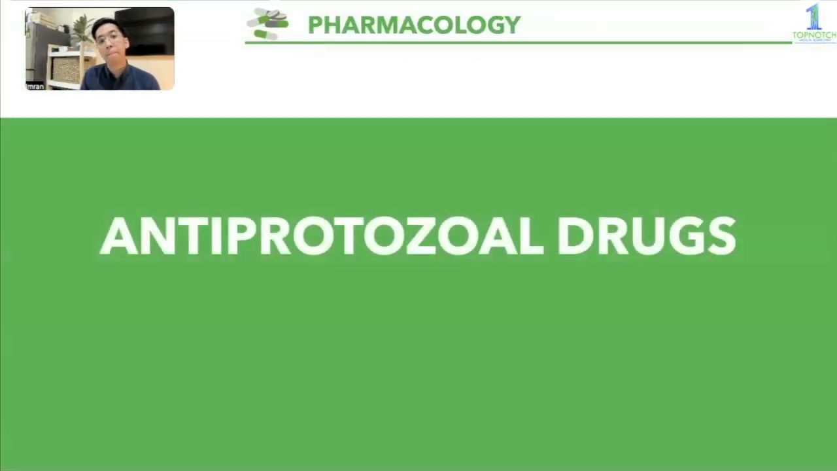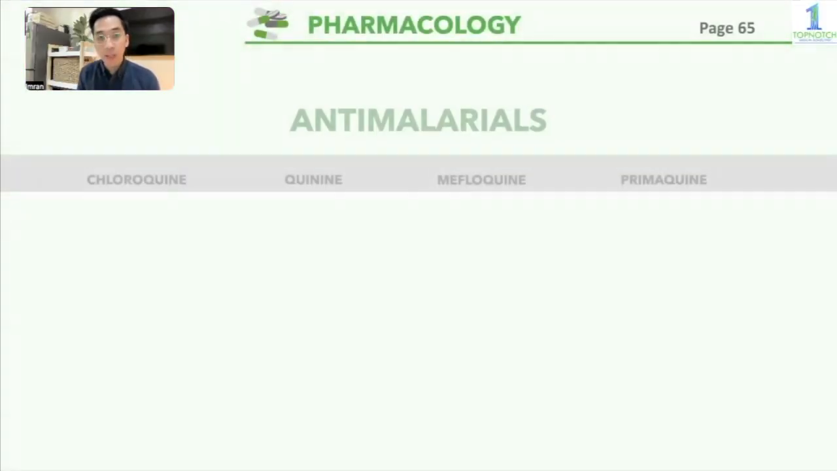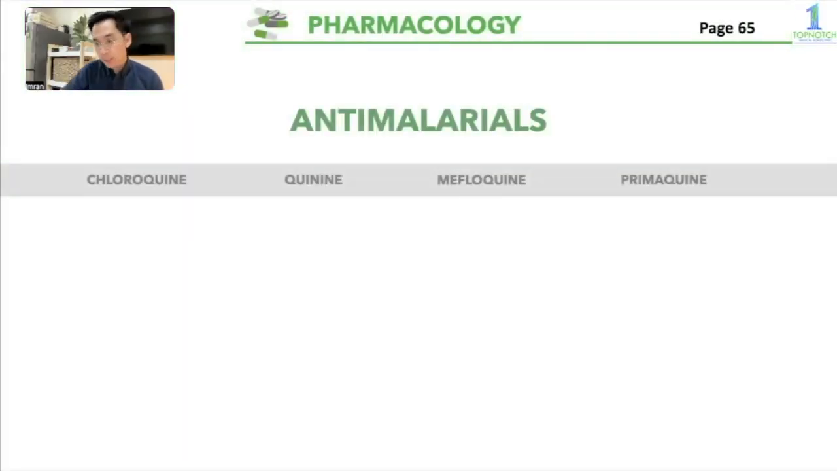Okay, next. We now go to our anti-protozoal drugs. Okay? Yung anti-protozoal drugs natin, simulan natin sa malaria. Okay? So, for malaria, actually, kailangan nating malaman kasi kung nasaan ba yung organism. Nasa tissue ba siya, particularly dun sa liver, no? Or nasa bloodstream ba siya?